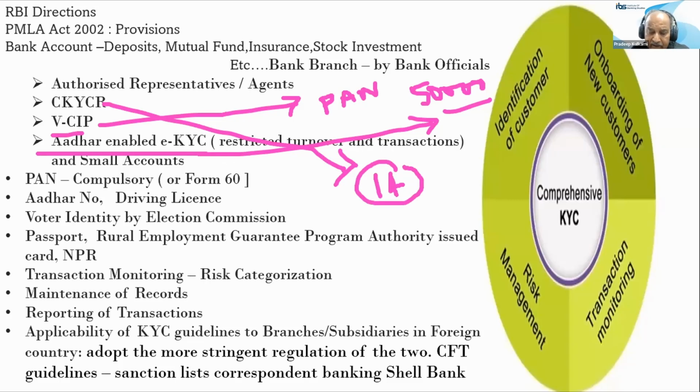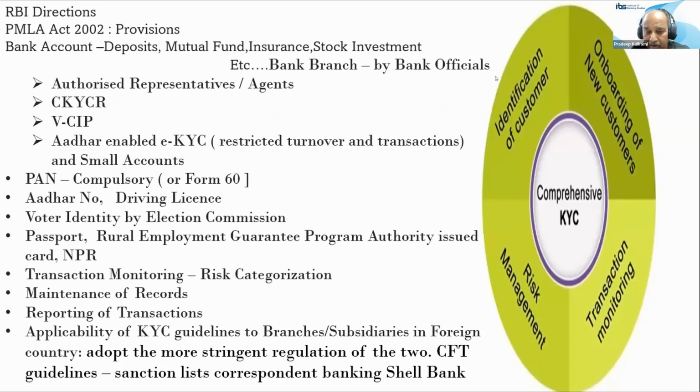And for any Aadhaar enabled eKYC based account, the maximum loan that can be given, and that too only a term loan, is 60,000. So these kind of restrictions are there with regard to Aadhaar enabled eKYC done remotely without face to face by the customer. PAN is not an identity document. PAN is a compulsory document. In case the customer doesn't have a PAN, he has to submit Form 60.